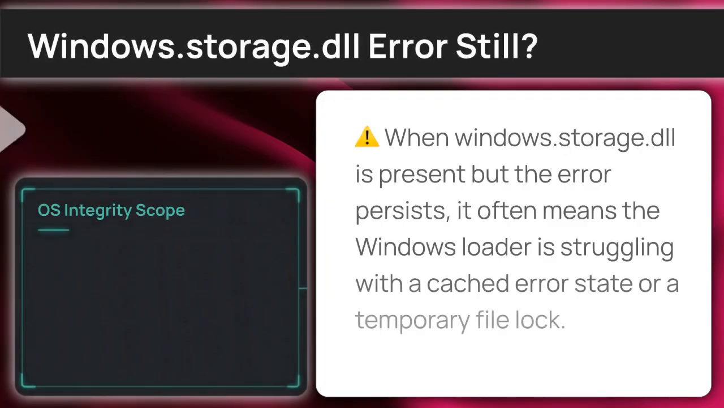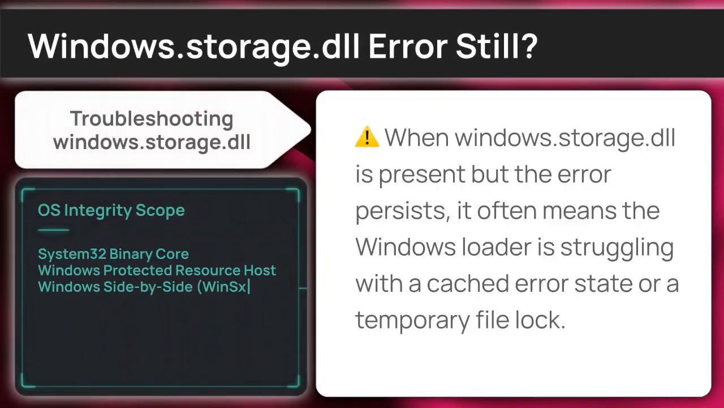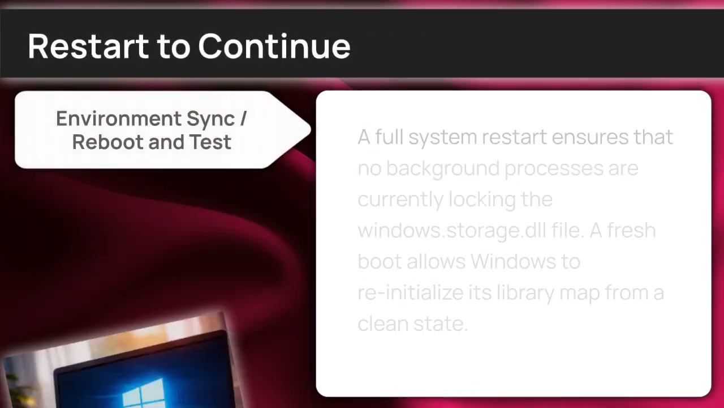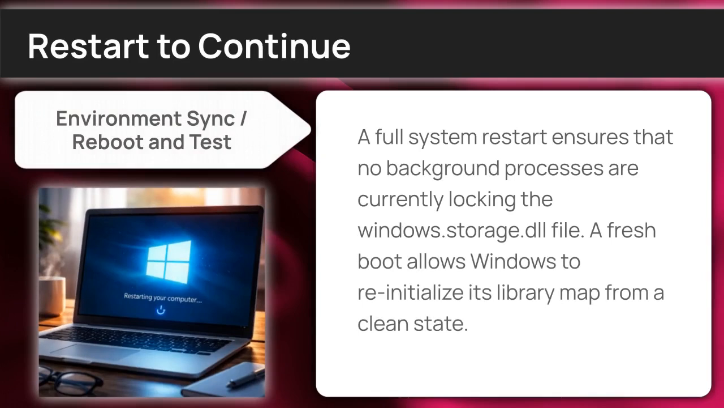Should the reinstallation fall short, the next step in our protocol is to validate the integrity of your system's startup environment. A quick reboot can determine if the error is transient. While it won't fix a deleted file, it can re-establish the connection between your software and the Windows Storage Library file if the path was temporarily busy.